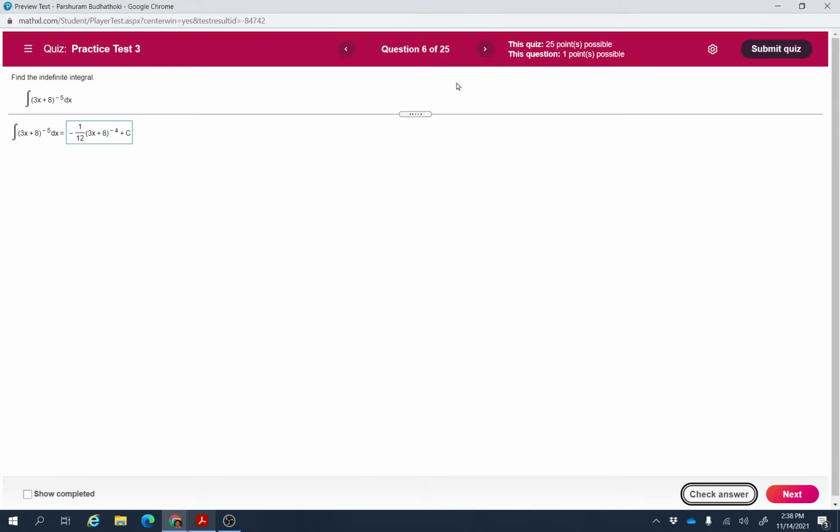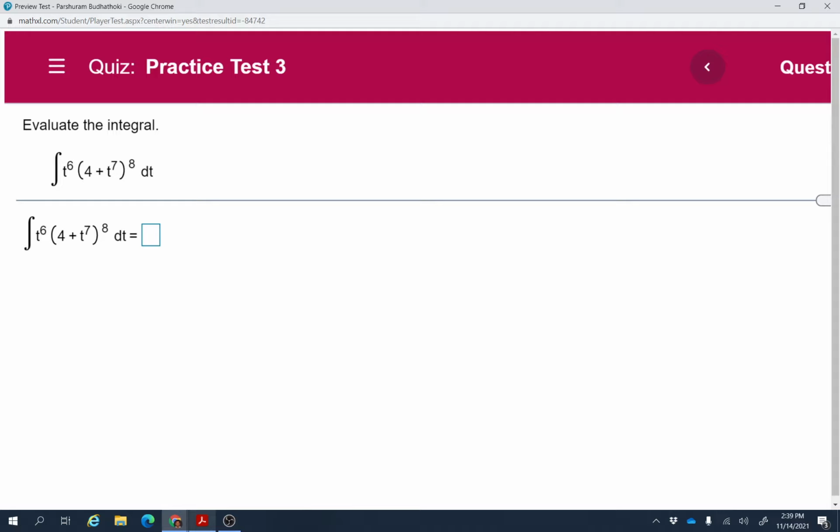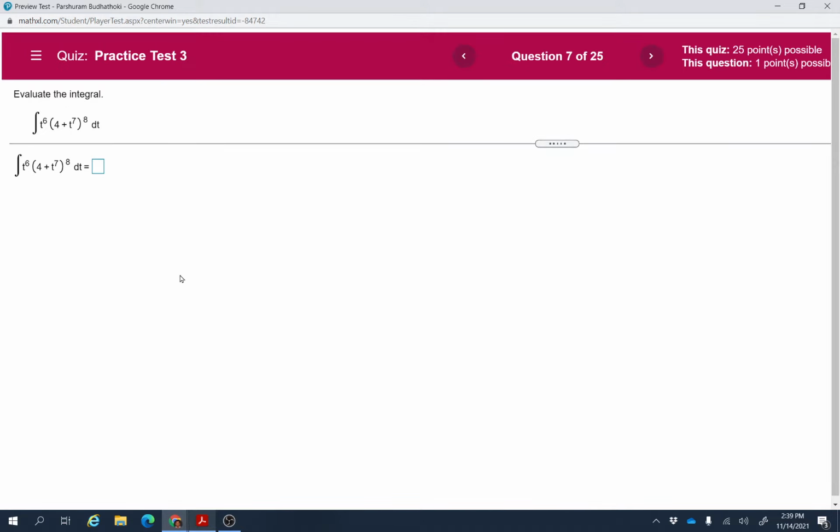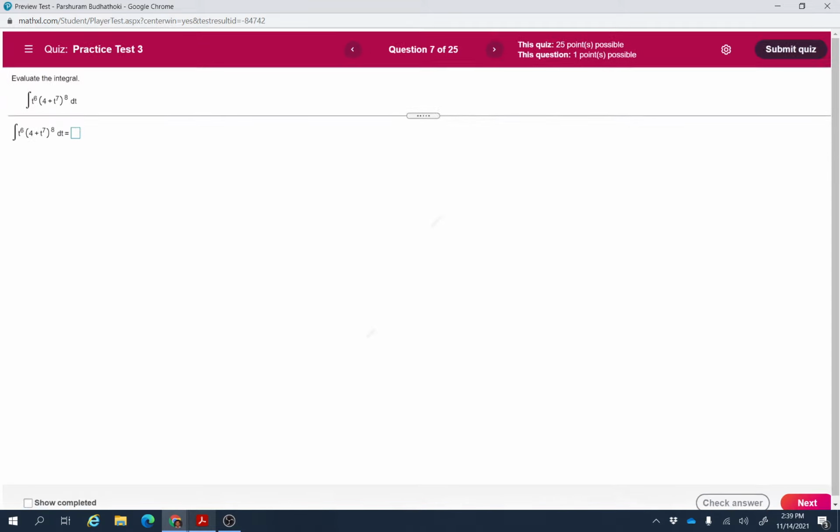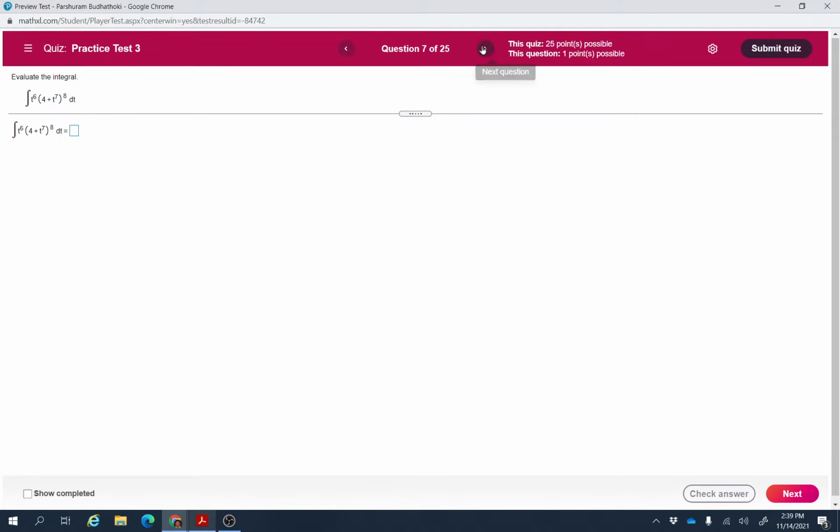And that looks correct. One more time, this is also integration, as you can see, but you have to use the substitution rule. So substitute u equal 4 plus t to the power 7, and then find the derivative of that. That will give you t to the power 6 dt, and replace everything here in terms of u, and then do the same thing like we did in the previous problem. So I think you can do it, so I'm going to skip it.